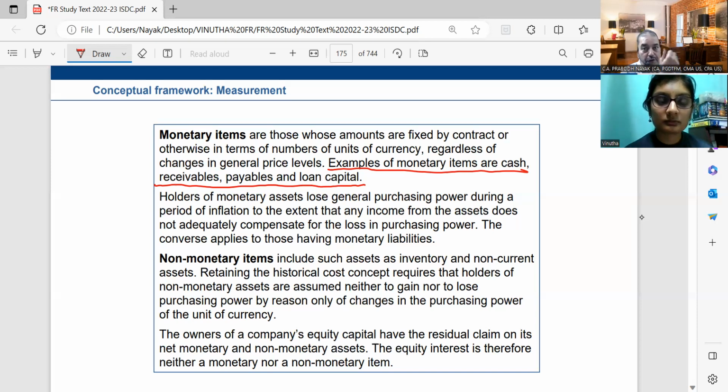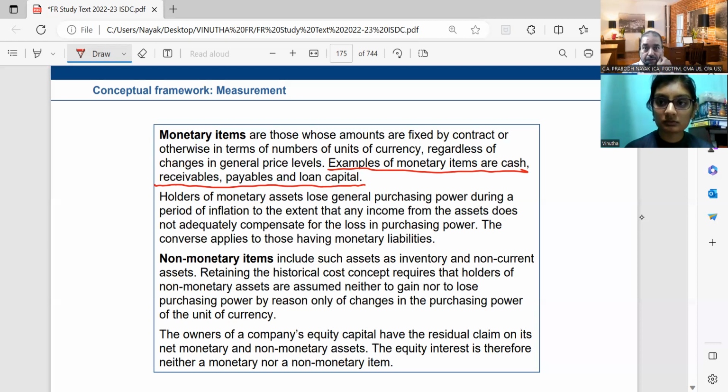Suppose I give you 100 rupees. Tomorrow there is 10% inflation. Will I say that you have to return 110 rupees, because you have taken 110 from me? No, you have taken 100 from me. You will return 100 to me. I have sold goods to you of $40,000. If there is inflation of 10%, will I ask you to repay $44,000? No. So these amounts are not going to change in value, whatever may happen. These are monetary items. Non-monetary items are likely to change in value.